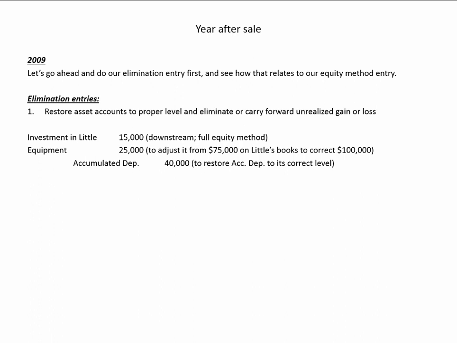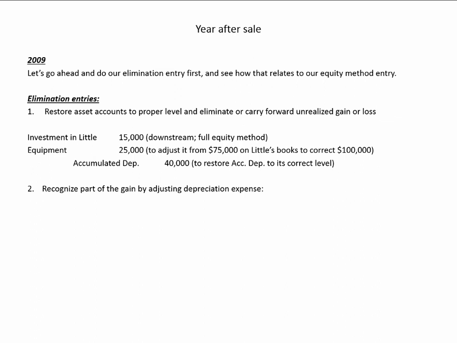The second question is, is the parent using the full equity method or the partial equity method, or the cost method for that matter? In this case, they're using the full equity method, which means that the parent adjusted their investment income to offset the unrealized gain, which means that the parent's income was correct last year, which means the parent's retained earnings is correct. So instead, we're going to adjust the investment in Little account. So again, this entry carries forward where we left off last year, and now we're going to go ahead and recognize part of the gain by adjusting depreciation expense.